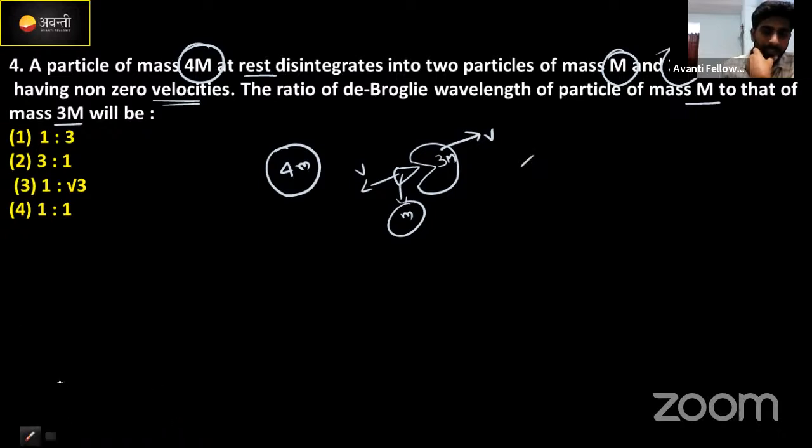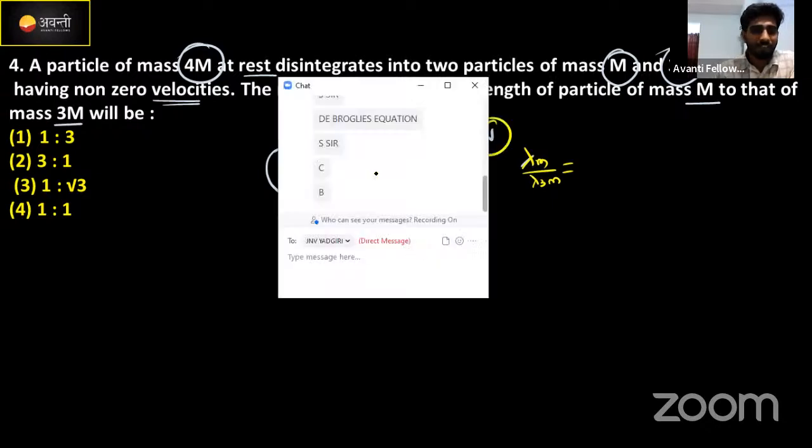Tell me, what is the answer? It's a simple one, no? m to 3m. And one more thing, we don't know the velocities. Actually, they said non-zero velocities. That's it. Yes, I know you will do like this.